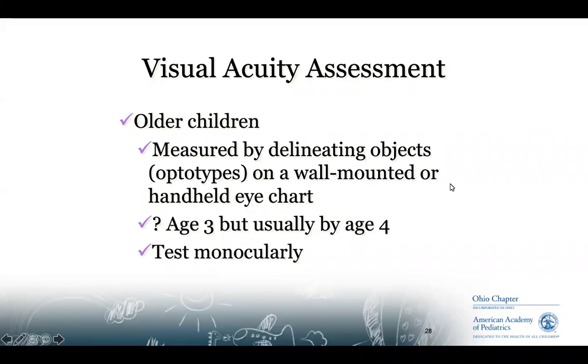In older children, it is measured by delineating objects that are called optotypes on a wall-mounted or a handheld eye chart. You can begin as early as age 3, but that can be very difficult in an uncooperative 3-year-old. But usually the recommendations are, at the very latest, age 4 to do this screening. And you want to test one eye at a time.